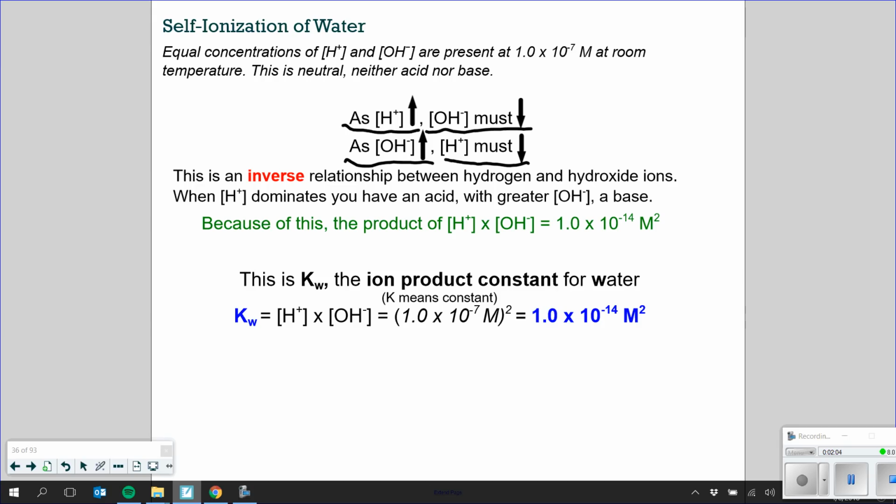Because of this, if you take the concentration of the hydrogen and the concentration of the hydroxide and multiply them together, you get this value, 1.0 times 10 to the negative 14th molarity squared. And this value is Kw. It's the ion product constant for water. It should make some sense. In neutral water, the H+ concentration is 1.0 times 10 to the negative 7th, and the hydroxide concentration is also 1.0 times 10 to the negative 7th, and when you multiply them together, you get 1.0 times 10 to the negative 14th. The molarity here is squared, which we don't see very often, but it's just to show you that if you multiply two molarity units, you get molarity squared.